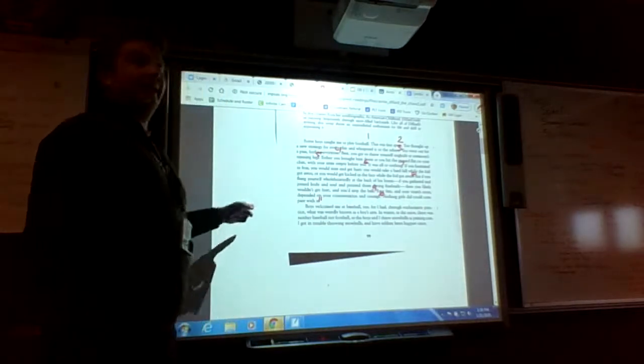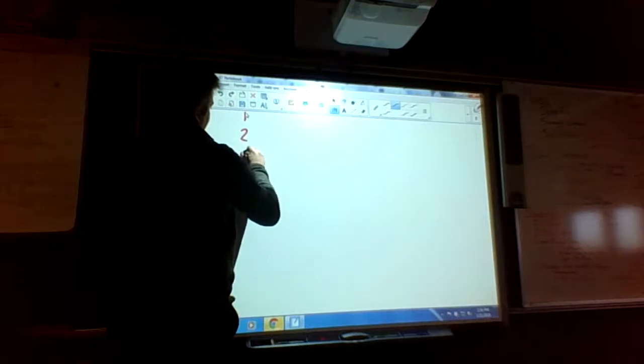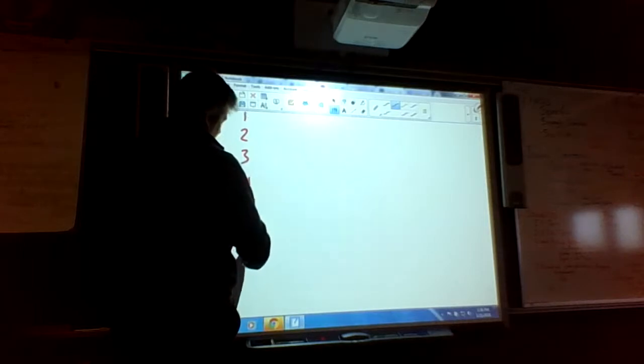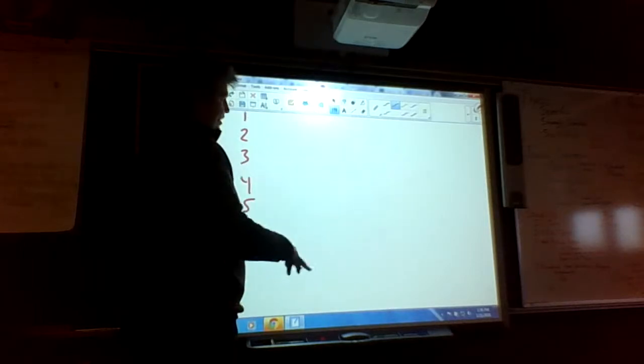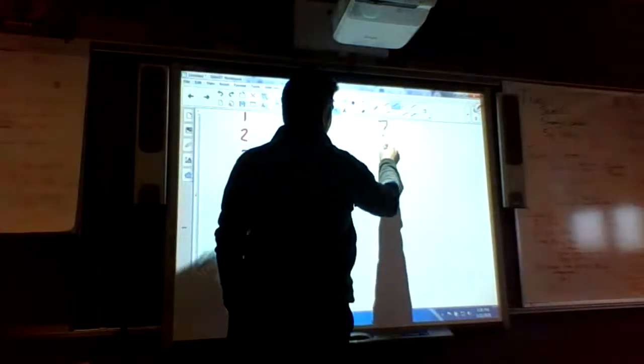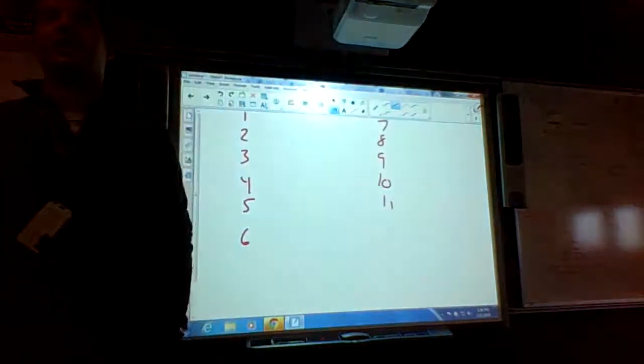All right, and then in your notebook somewhere, write down the numbers 1 to 11. You don't need to put multiple lines between each number. I'm going to do mine in 2 columns just because my smart board is short. You can just have one big list, 1 to 11. Computer's fine too. Just somewhere that you can reference back to.